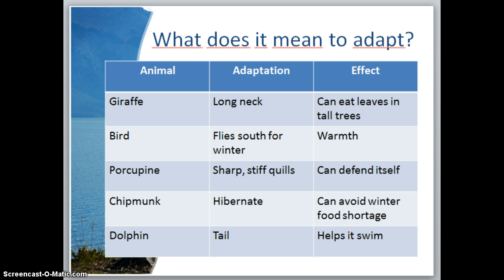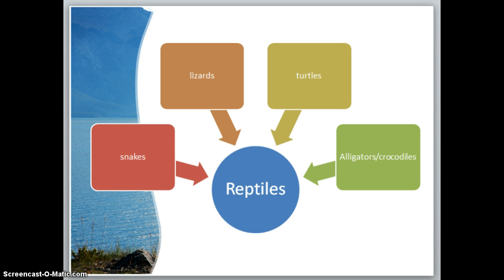and a physical adaptation. Now, as we talk about reptiles, the types of animals that we're talking about are snakes, lizards, turtles, alligators, and crocodiles. This is where you should really be taking some notes. We will not be covering this in class. What we will be doing is we'll be doing an activity together. So the animals that are included in the reptile family are snakes, lizards, turtles, and alligators and crocodiles.